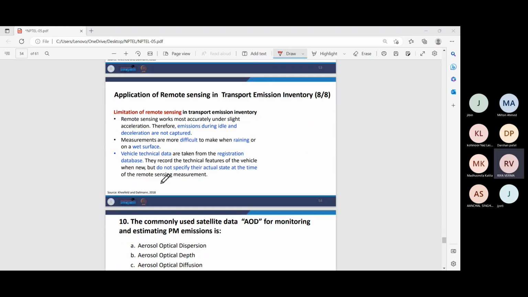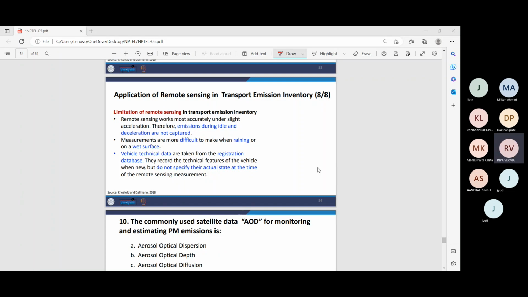And the limitation of this process is that it works most accurately under slight acceleration. Therefore, emissions during idling and deceleration are not captured. Basically, when the vehicle is moving at a slight speed, it is able to capture the pollutants. And when the vehicle is idling, it's difficult to capture the pollutants.